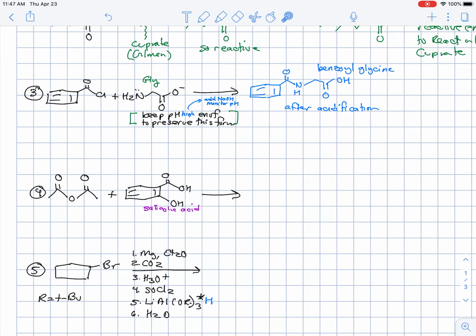And so the product that we're going to get here is known formally as acetylsalicylic acid. The byproduct that you would get would be acetic acid. And acetylsalicylic acid is better known as aspirin.